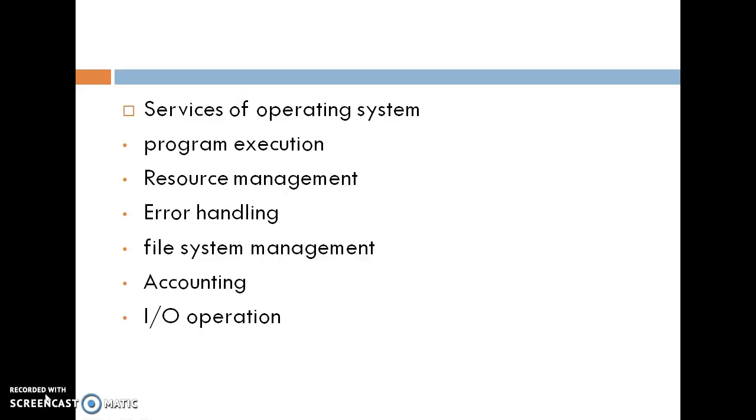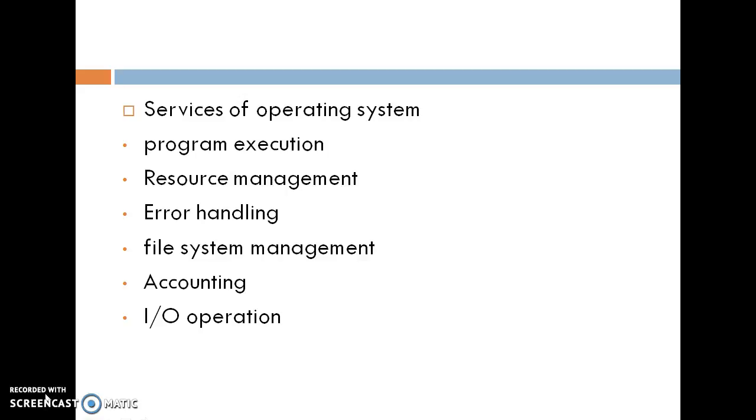The first service that is given by the operating system is program execution. While giving this service, the operating system must be able to load the program in the memory and it must be able to execute the program. Also, the operating system must be able to terminate the program either normally or abnormally.